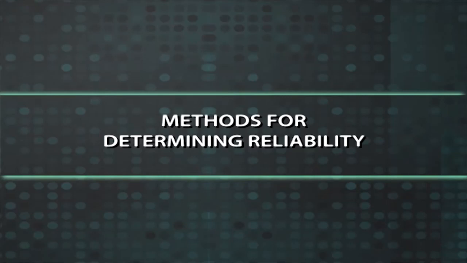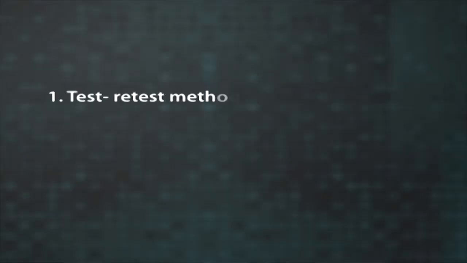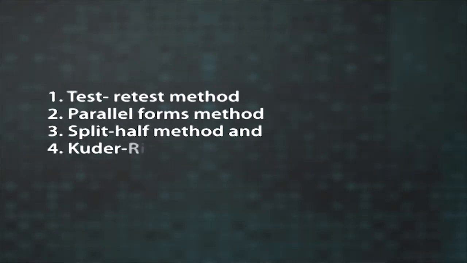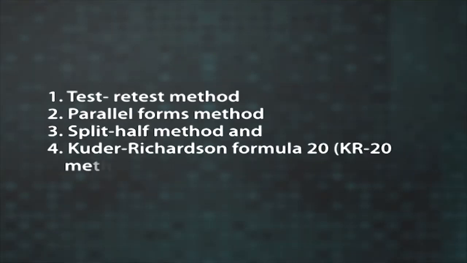Methods for determining reliability. There are four major methods commonly used to determine the reliability of a test. These four methods are test retest method, parallel forms method, split half method and Kuder-Richardson formula 20 or KR20 method. In order to understand these methods fully, let us first take a look at the three crucial aspects of reliability. They are equivalence, stability and internal consistency.